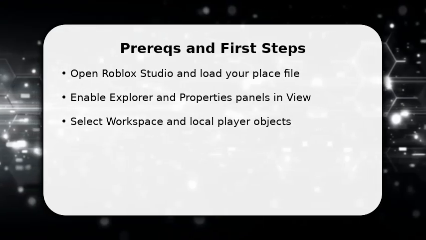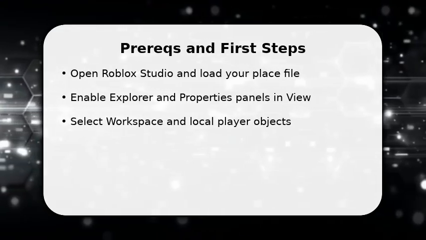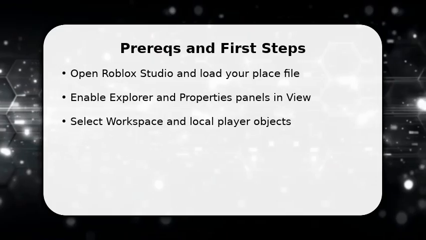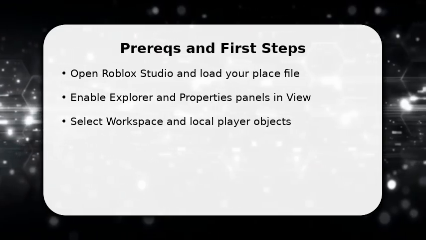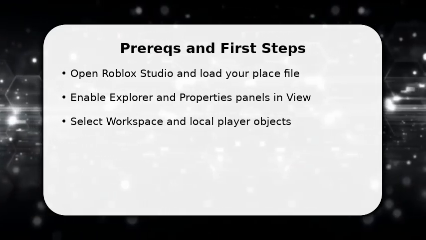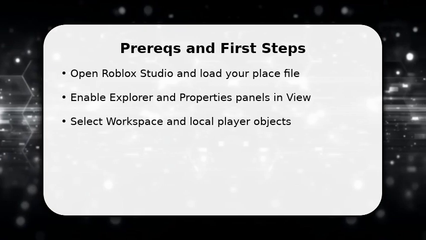Make sure you know whether you want global player collision off or per player. This choice determines whether you change workspace physics or script player characters. Start by identifying the exact part to modify.